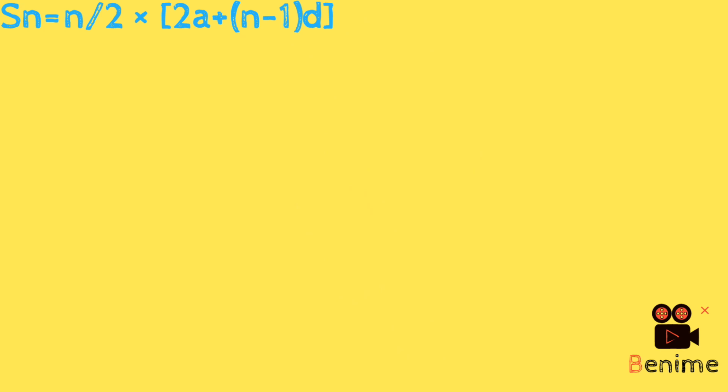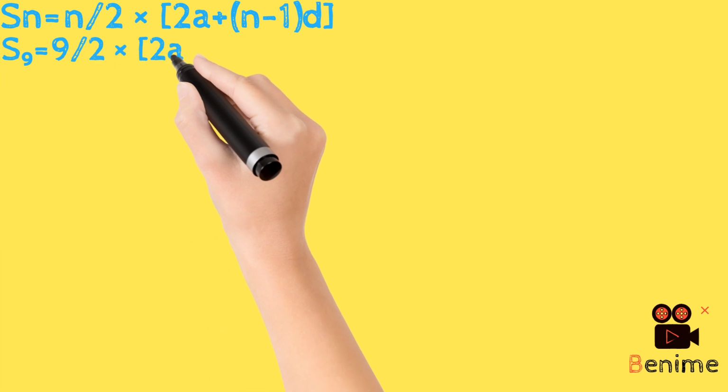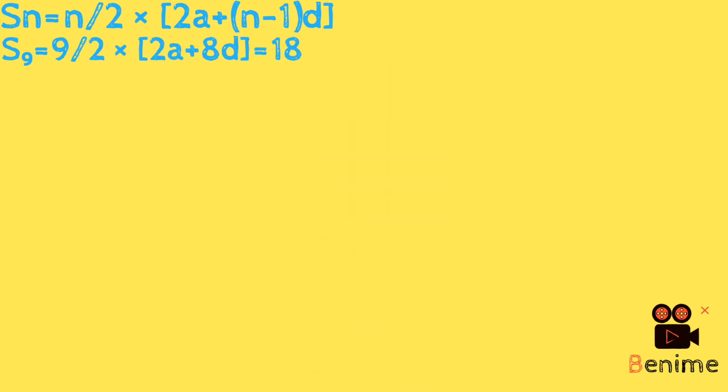to get your S9, that's the sum of the first 9 terms, which they give us to be 18 according to the question, you do 9 over 2, because now n is 9, open bracket 2a plus 8d. Why it is 8d is because we have n minus 1 here, and n is 9, so 9 minus 1 gives 8, so that's 8d. So we have S9 equal to 9 over 2 open bracket 2a plus 8d close bracket equal to 18, according to the question. So let's call this equation 1. We don't know a, we don't know d.